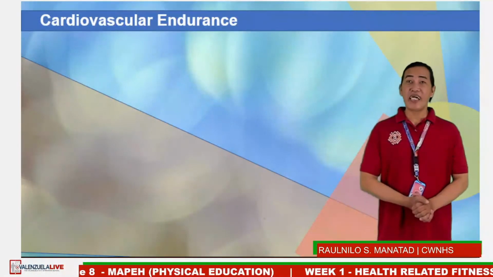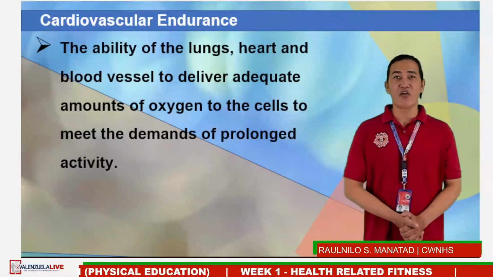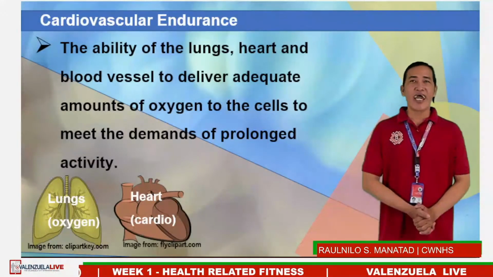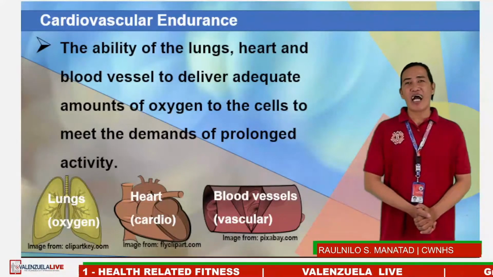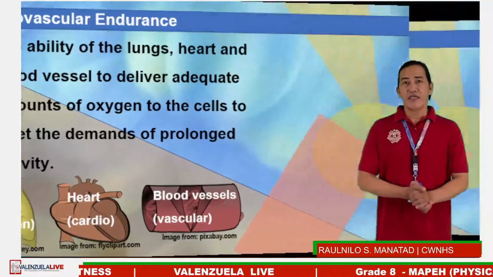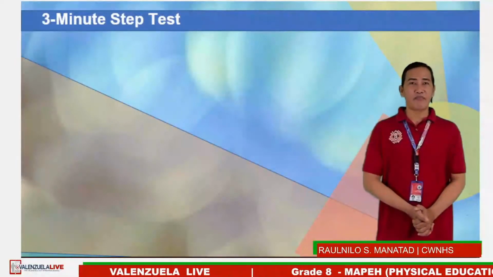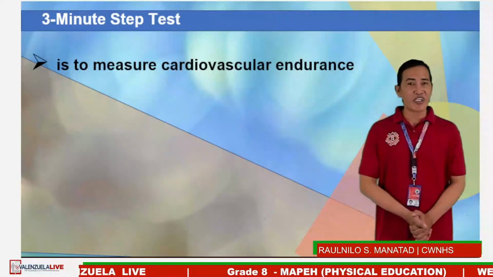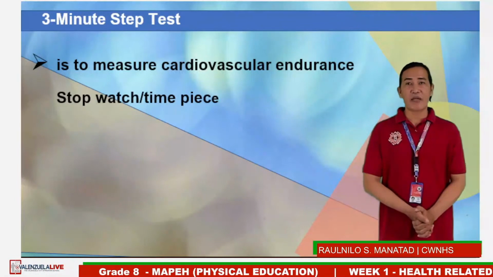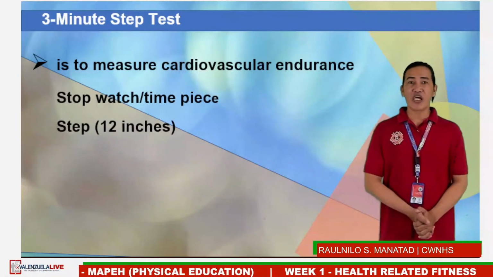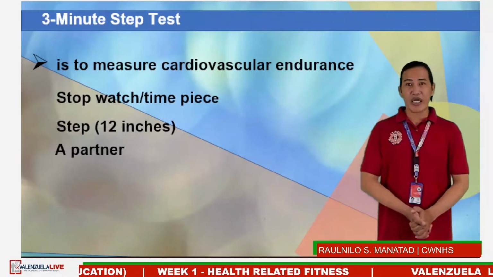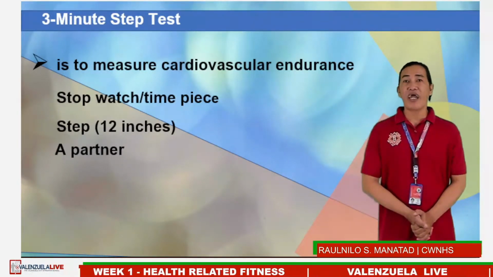Cardiovascular endurance is the ability of the lungs to gather oxygen, the heart to put oxygen to the blood, and the blood vessels to deliver adequate amounts of oxygen to the working muscle group. The 3-minute step test is a good measure of your cardiovascular endurance. In this test, you need a stopwatch or a timepiece, a bench, a step, or anything that can withstand your weight, but with a 12 inches in height, and a partner.